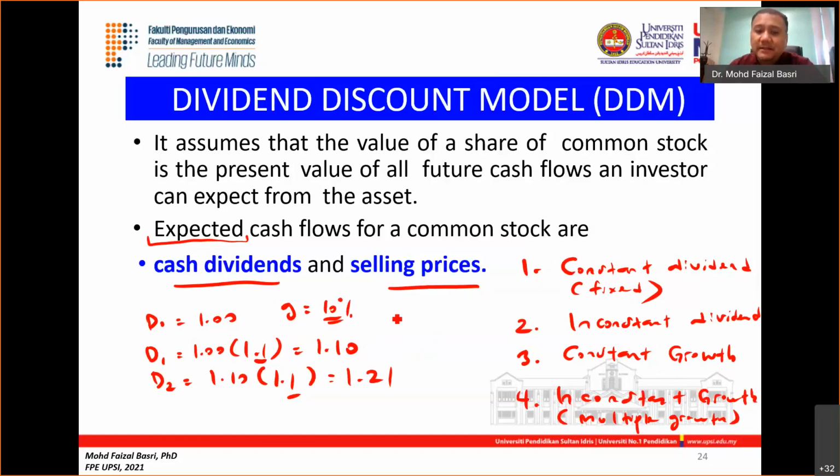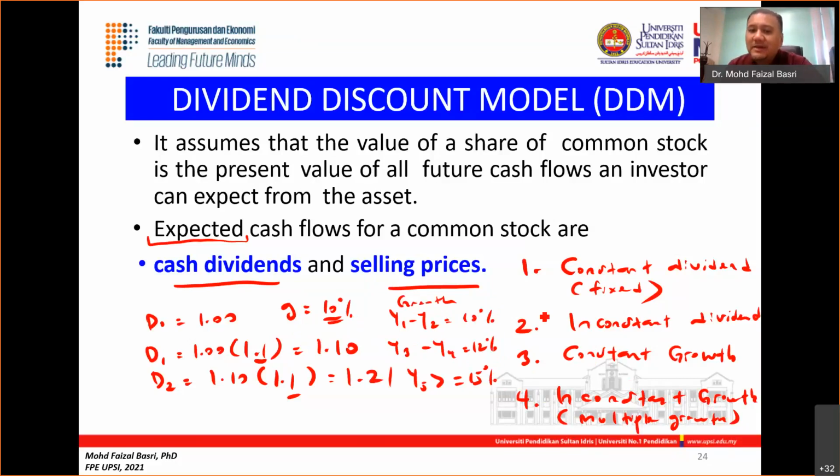So for example, year 1 until year 2, the growth rate is 10%. Year 3 until year 4, 12%. Year 5 onwards, 15%, for example. Okay, so we have multiple growth rates. For the third model, we only have one, 10%. But for inconstant growth, we have 3 different rates, 10%, 12%, and 15%.